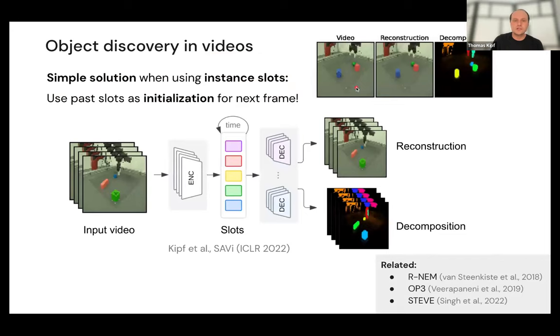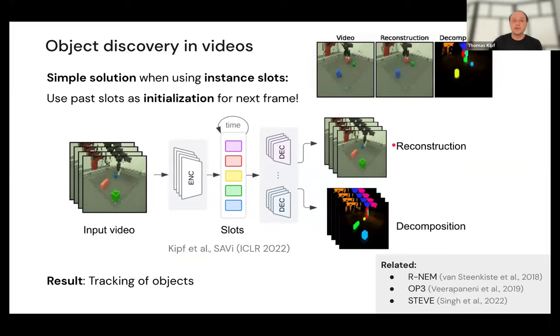What that looks like in our picture is something we've done in SAVi, slot attention for video, but it's also been done in very related methods, RNEM and OP3, for example. You simply have a time self-connection over time in the slots, but everything else is per frame independently, like the per-frame encoder, per-frame decoder. There's just a small connection over time, and because that latent representation is very small, this is very cheap to do. As an effect, you get tracking of objects for free, like in these robotic examples here.